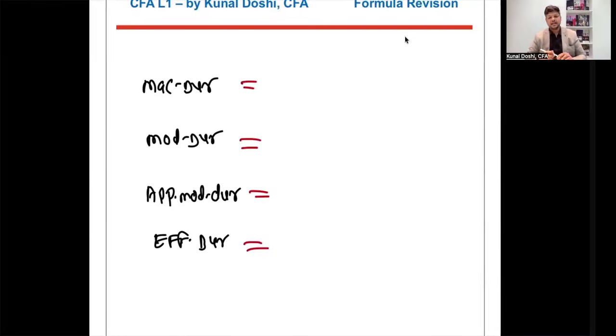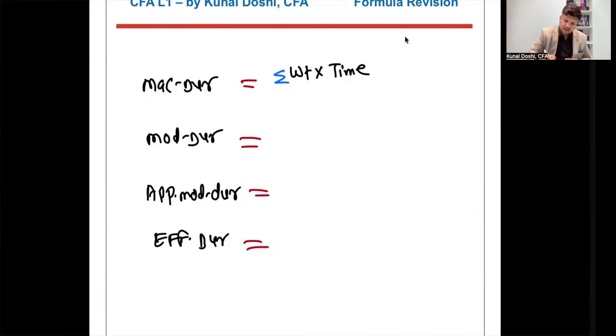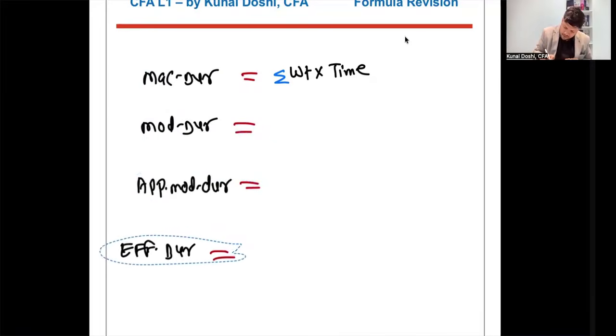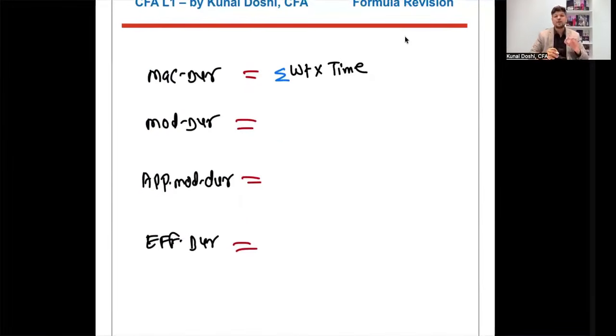Macaulay duration is something that we do in a tabular way. What we do is calculate the weight of the bond, multiply the weight with the time, and we sum it up. So it's a time-weighted return. Weight of the bond is nothing but the present value of each cash flow divided by the present value of the bond. That is your Macaulay duration. Everyone with me on this?